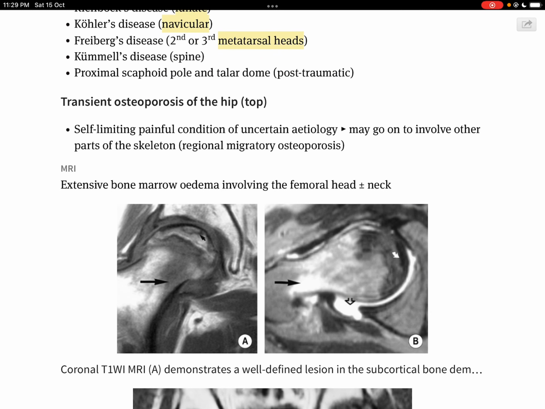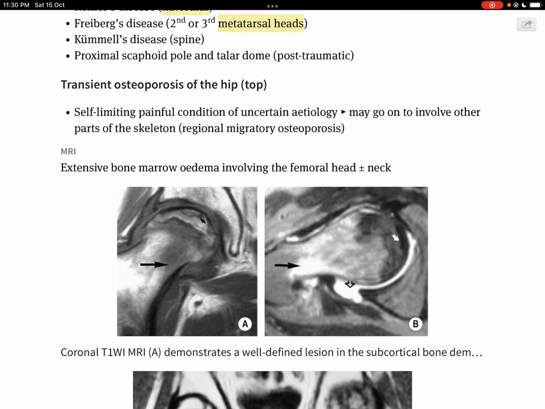Transient osteoporosis of the hip is a self-limiting painful condition of uncertain etiology, and may go on to involve other parts of the skeleton, as regional migratory osteoporosis. On MRI, there is extensive bone marrow edema involving the femoral head with or without the neck.